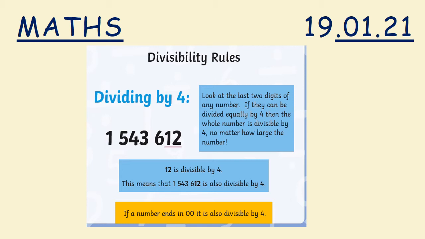Dividing by 4. Look at the last 2 digits of a number. If they can be divided equally by 4, then the whole number is divisible by 4, no matter how large the number. 12 is divisible by 4, so this number, doesn't matter how long the number is, is also divisible by 4. If a number ends in 2 zeros, it is also divisible by 4.